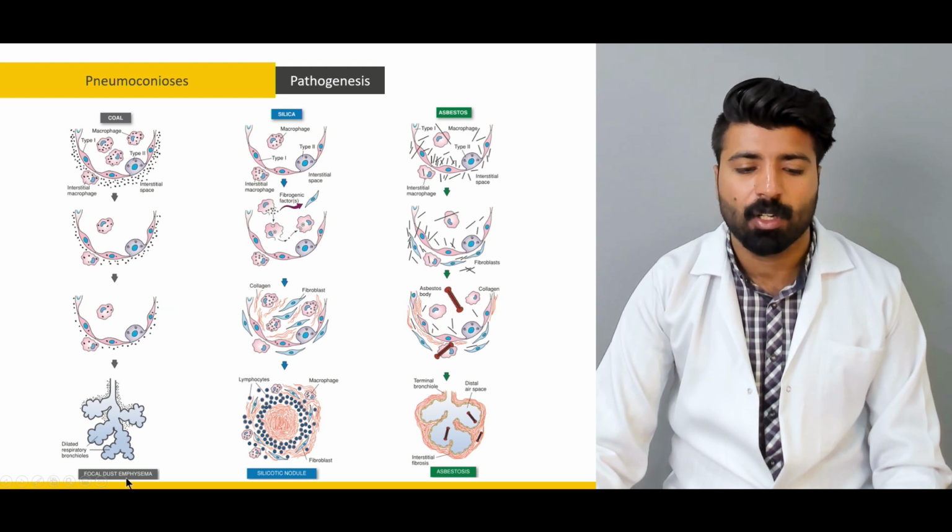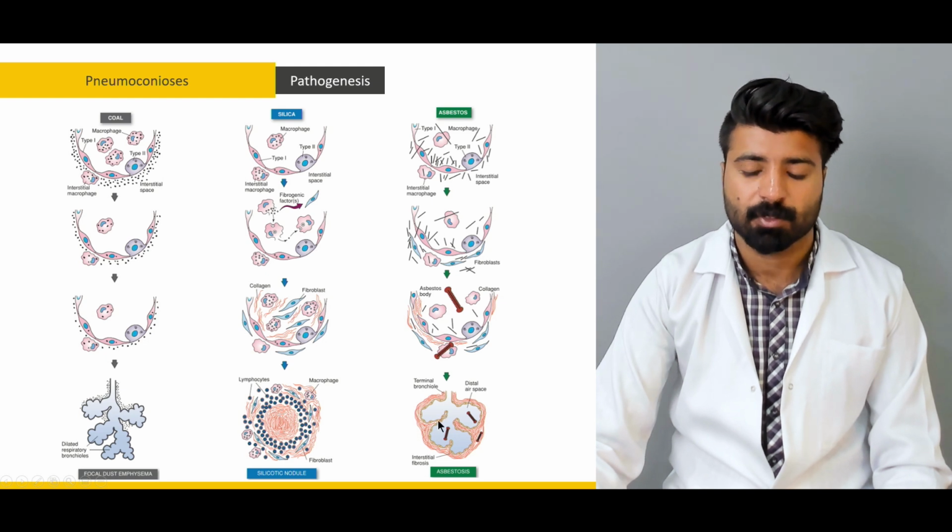In this, it was focal dust emphysema or black lung disease. In this, it was silicotic nodule formation. And in asbestosis, it led to interstitial fibrosis.